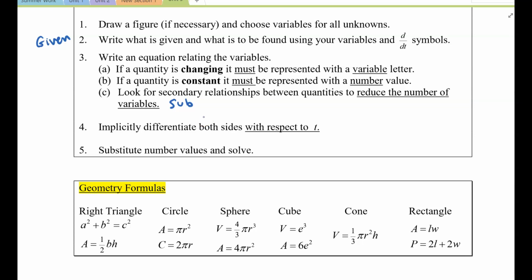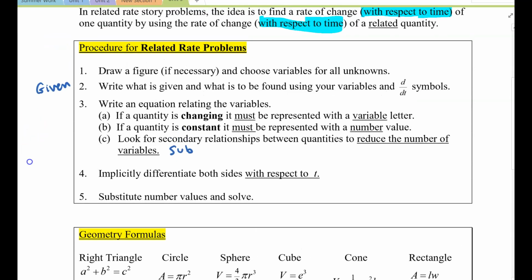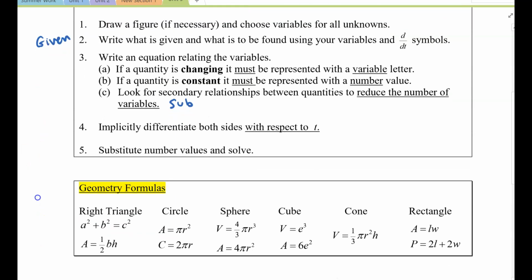Step 4, implicitly differentiate both sides with respect to t. And then 5, substitute number values and solve. Okay, so those are our steps, and we'll go through these.